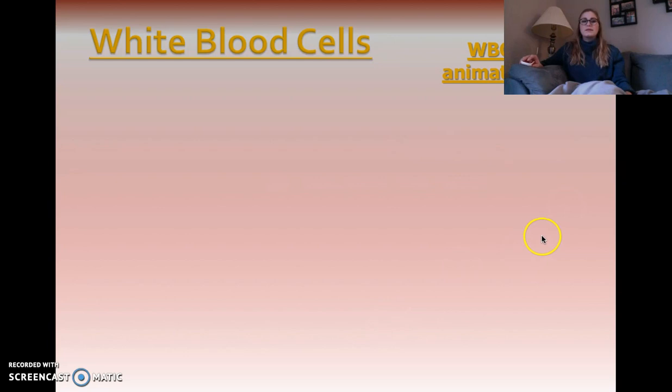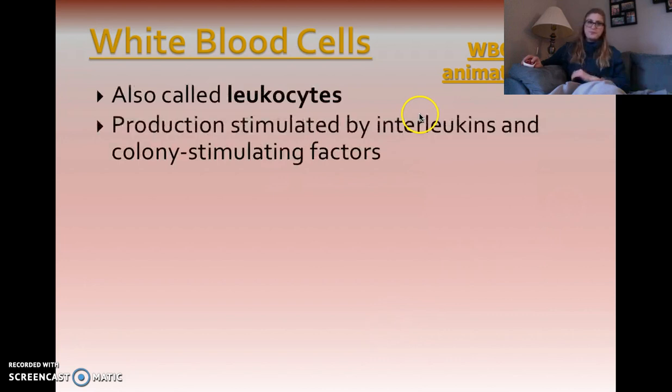All right, getting started. So we have our white blood cells. These are called leukocytes because leuko refers to white. So white blood cell, leukocyte. Now, they end up being produced by interleukins and other colony-stimulating factors within the bone marrow.